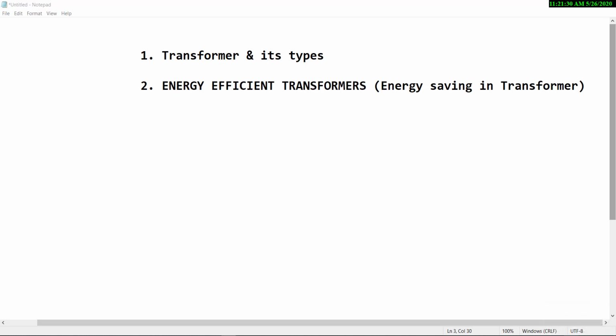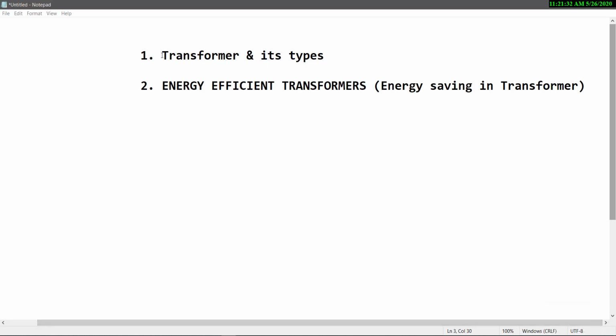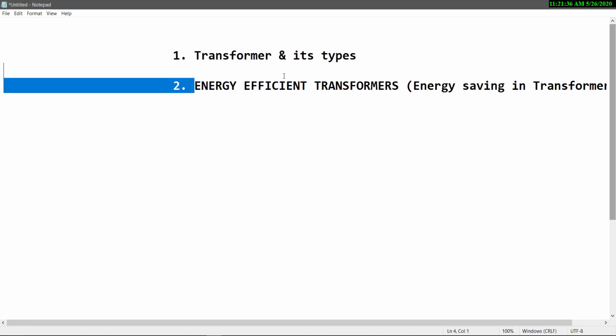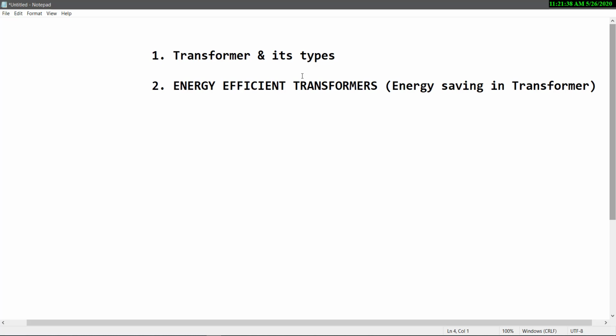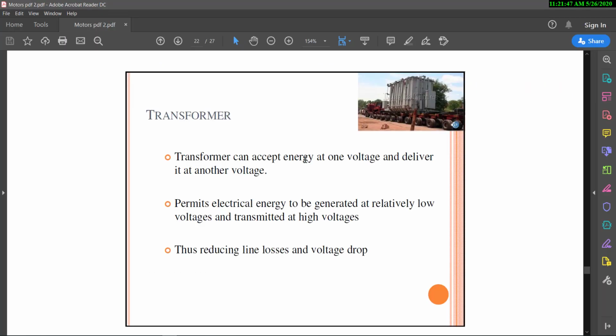Hi all. In this video we are going to see the transformer and its types, and the next one is the energy efficient transformer, and what are the energy saving methods in a transformer. That is, what are the energy saving methods to improve the transformer efficiency.